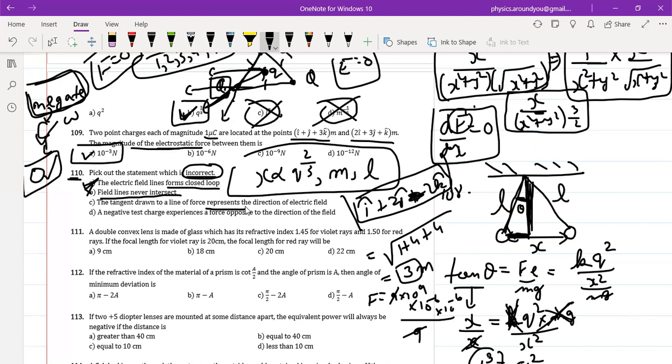Please read the trigger words, the keywords, the question properly before marking. Okay. So the right option to 110 is electric field lines form closed loops because it is incorrect. It never forms closed loops. So this is the electrostatics part in a NEET paper.